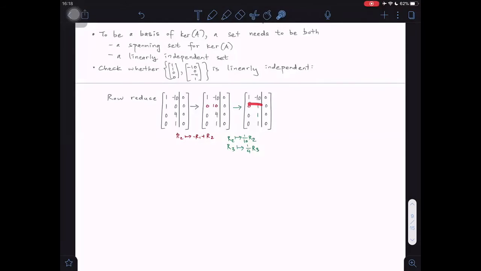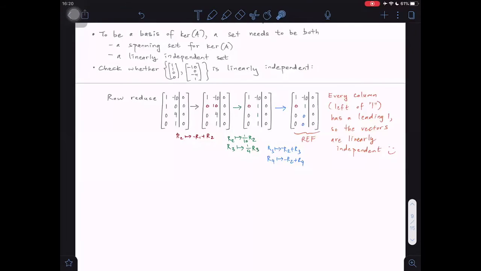I see that these three rows have the same entries, so I know that I can turn two of them into a row of zeros. I've arrived at a row echelon form. I see that every column to the left of the vertical line has a leading one. This means the vectors are linearly independent. This means that our set is a basis for the kernel of A.